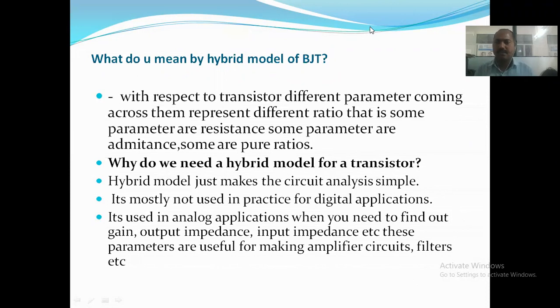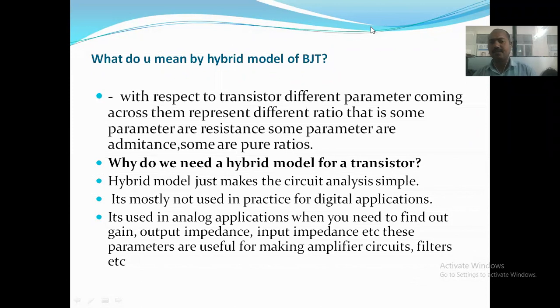That means some parameters are resistances, some are admittances, some are voltage ratios, some are current ratios. Whatever comes with respect to the transistor is different. That's why we don't analyze it with the Laplace or Z transform, which is a mathematical form. So for the analysis of the transistor parameters, we require the hybrid parameter.